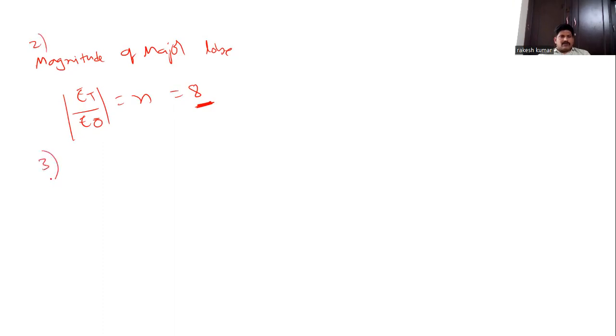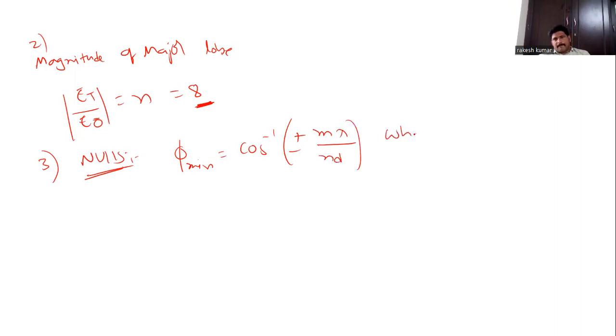Now let us calculate the third one. The third one is nulls. What is the formula for the nulls in a broadside array? The minimum direction phi minimum is equal to cos inverse of plus or minus m lambda by n d, where the value of m is equal to 1, 2, 3, 4. Now let us calculate the first null, second null, third null, fourth null, like that.